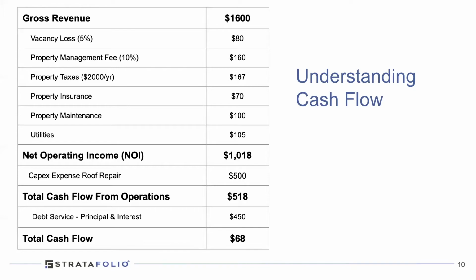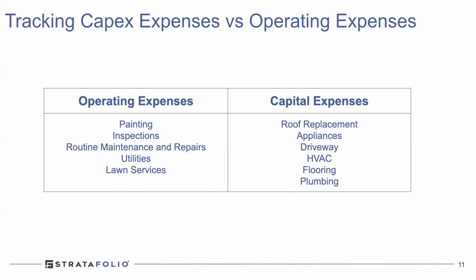So essentially what that means is you're able to deduct that in the current year as opposed to capitalizing it and classifying it on the balance sheet, which then requires you to depreciate it over time. So that's another subject that we'll dive into here in a little bit in more detail. Tracking Capex expenses versus operating expenses. This is oftentimes a very confusing area.